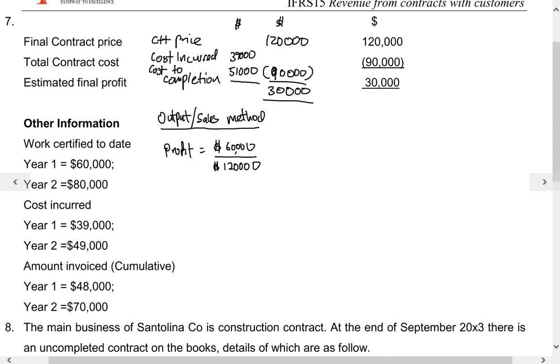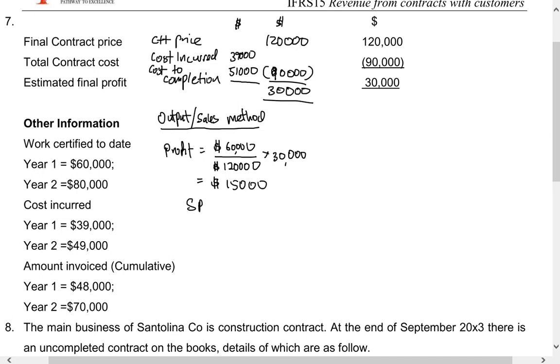Means the percentage of completion is 50%, but this time it's based on the sales. Earlier it's based on cost, how much we incurred. This one is based on work certified, how much we can bill them. Certified complete is 60 out of the 1,2. 50% complete. So basically, this is to calculate percentage of completion. How many percent has been completed based on sales. So 50% completed out of the profit. Yeah, we can now recognize 15.